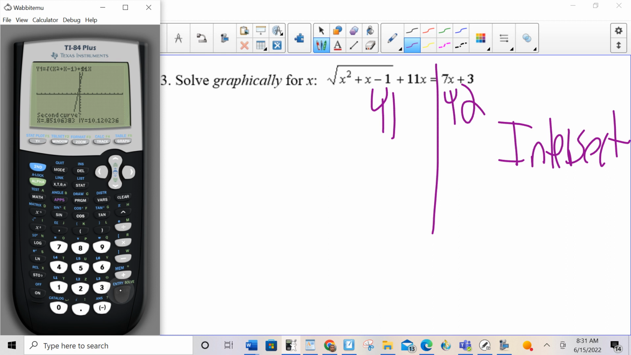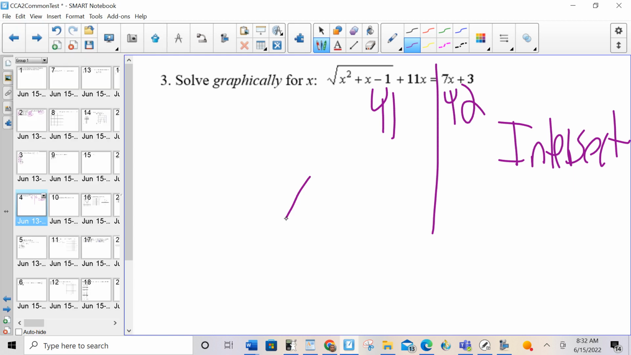Enter, enter, enter. The solution is always the x-coordinate. Whenever you do y1, y2 intersect, the solution is always your x-coordinate. X equals 0.6 repeated. That would be your solution.